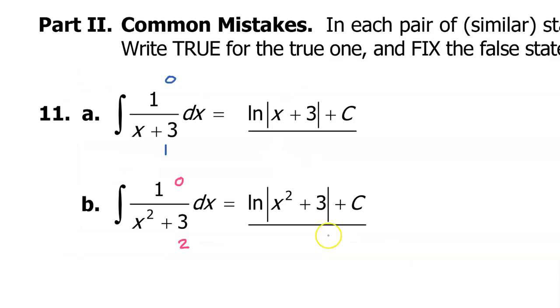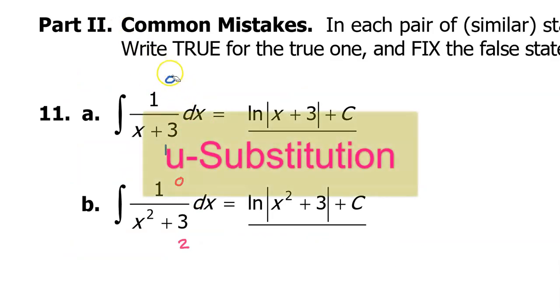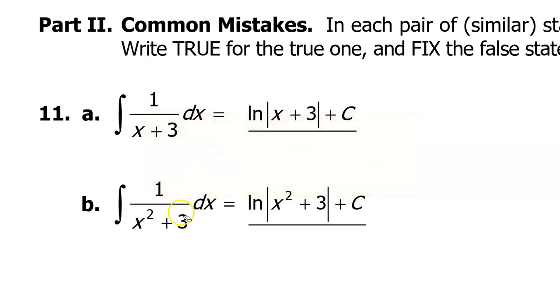So we have two different scenarios here. One of them, we're going to do direct substitution, the part A. But part B should be inverse trig. And we do not see inverse trig. It just says natural log. So that means that this is the one that is wrong.